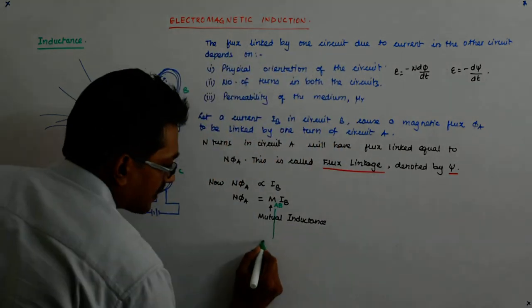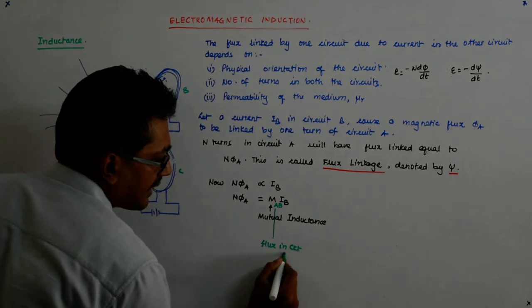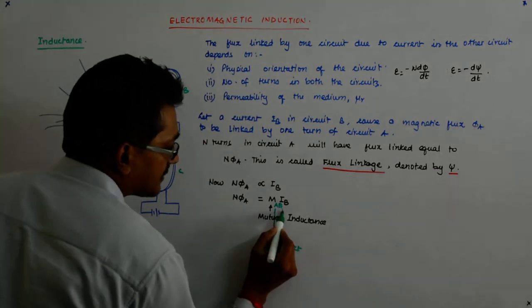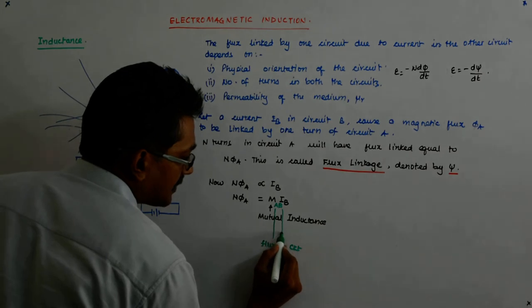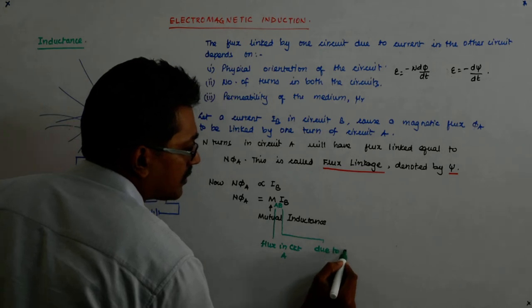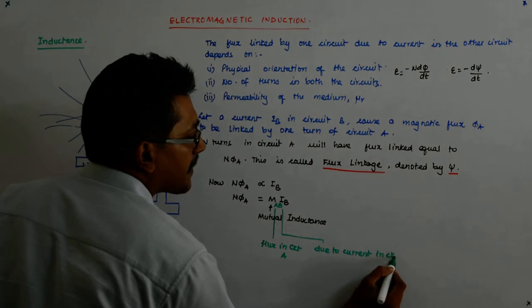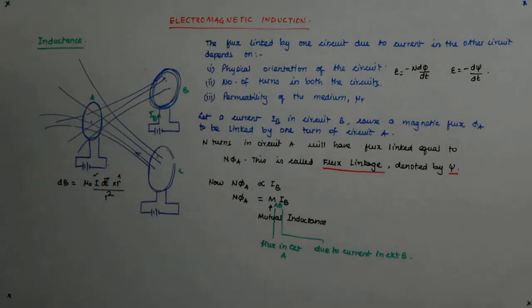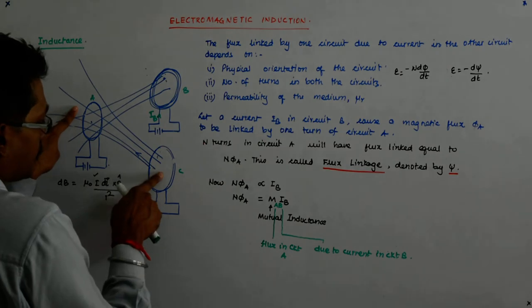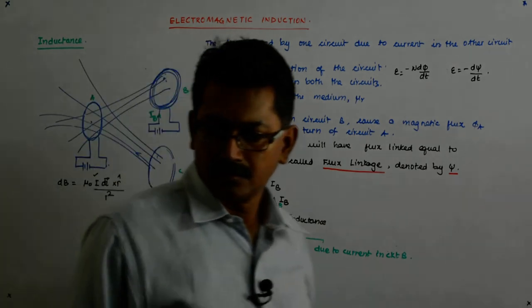This is the flux in circuit A, and this is due to current in circuit B. Okay. So if I wanted flux in A due to current in C, it would have become MAC. Correct?